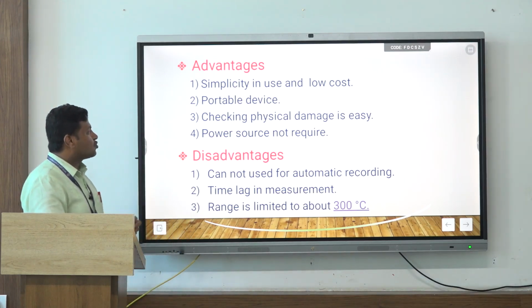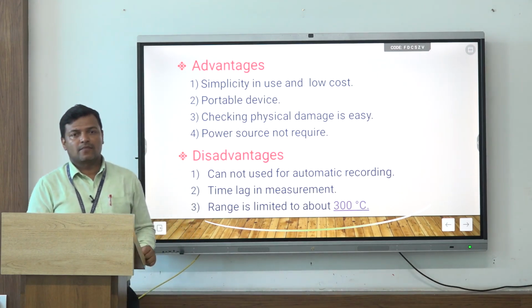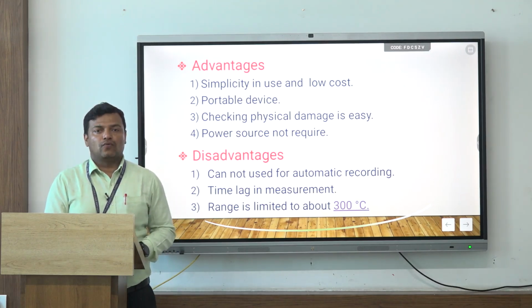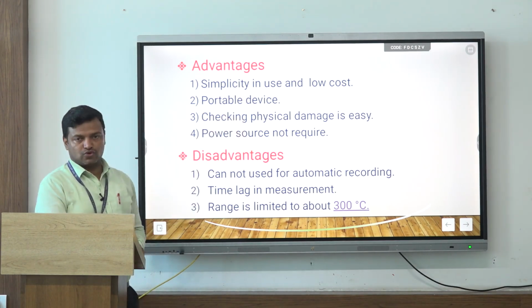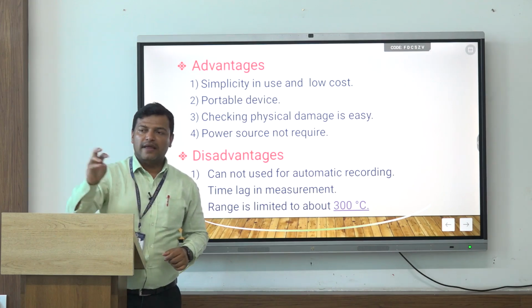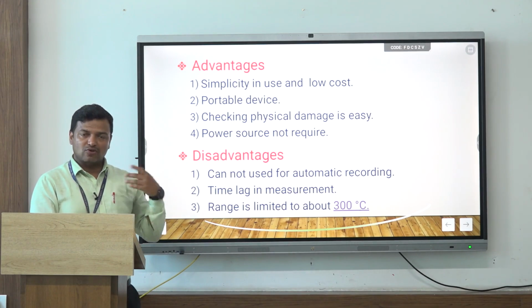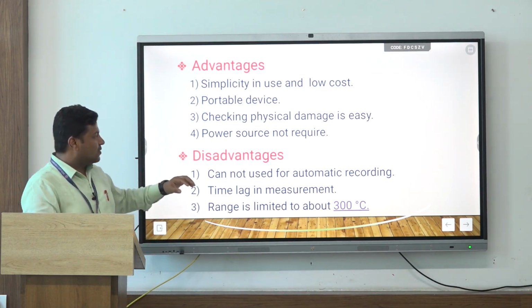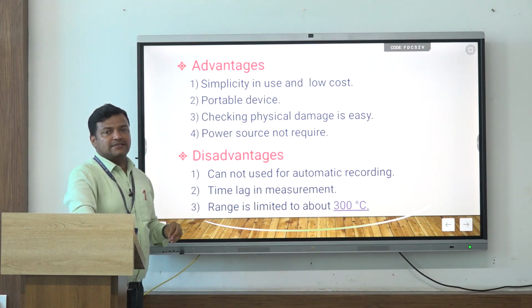Last one, power source is not required. Suppose the summer season is there. In summer season, what used to happen? Sometimes electricity will go. At that time, what do you do? You can use this type of thermometer. It does not require a power source. Any equipment which depends on power, if power is not there, we cannot use it. That's why these are the various advantages of the liquid in glass thermometer.